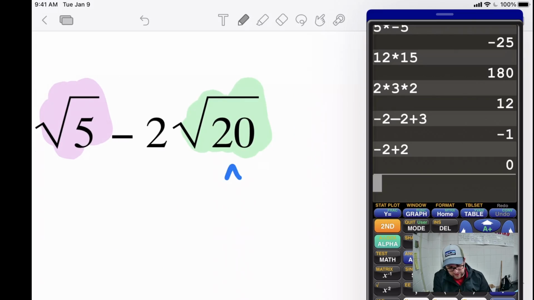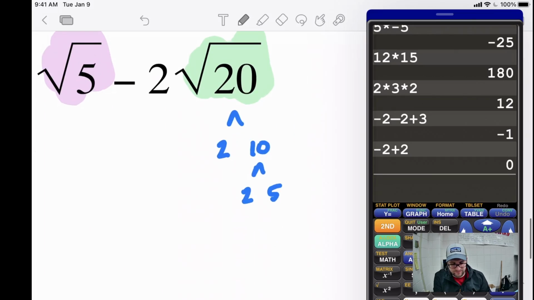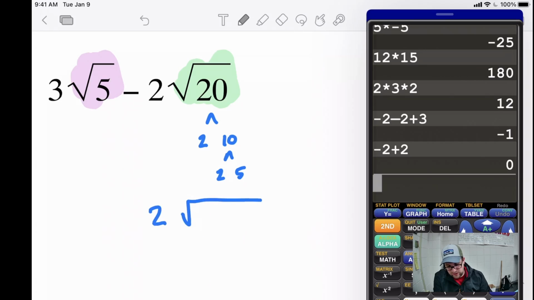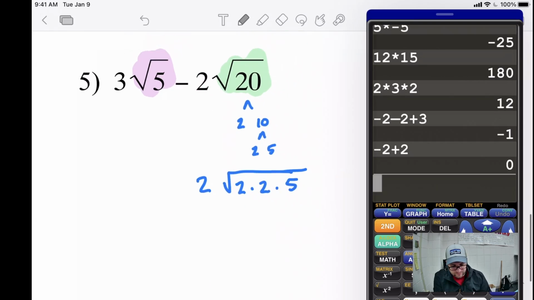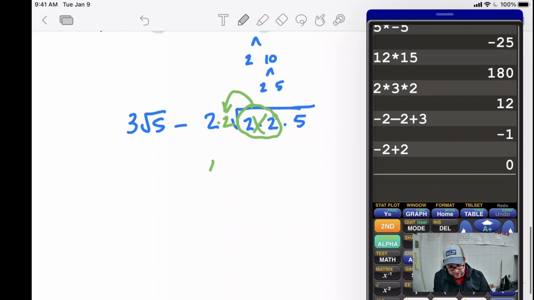If you come over here to 20, 20 would be 2 and 10, and 10 would be 2 and 5. So I could rewrite the square root of 20 as 2 times 2 times 5. And then I'm going to have 3 square roots of 5 on the other side. Now, remember, we always want to do our 2-for-1 special if possible. So 2 of the same, let's pull 1 to the outside. We get 2 times 2, which is 4, and we still have the 5 inside, so 4 square roots of 5, and then 3 square roots of 5 in front of that.